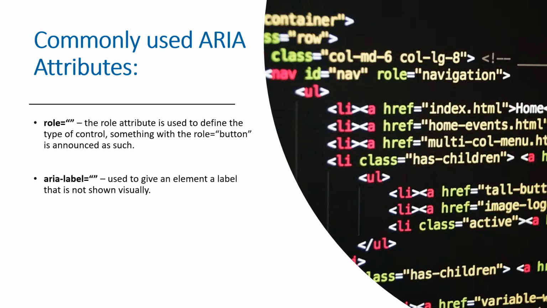Next, we have ARIA label. This is a way of applying a label to a control that is not visible on the page. This is typically used to provide extra information about a control to users. For example, the date format for a date field. Essentially, it's just an invisible label that screen readers will read to the user.